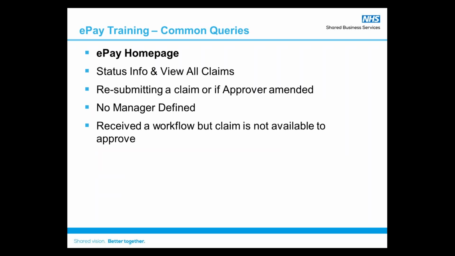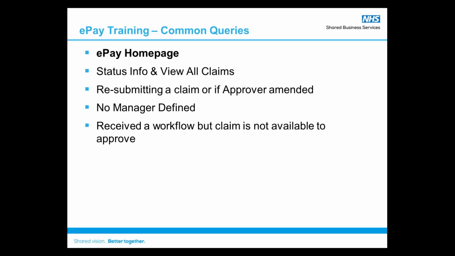On your ePay homepage, we've talked about the View All Claims button to see all your claims. We've also looked at the Status Info button so you can see the status of your claim, including when it's been extracted. If your approver changes, then any existing claims that you have submitted will stay with your old approver for authorization. But if you want to move them out of the old approver's queue over to the new, all you need to do is go in and resubmit it, and it will do that automatically.